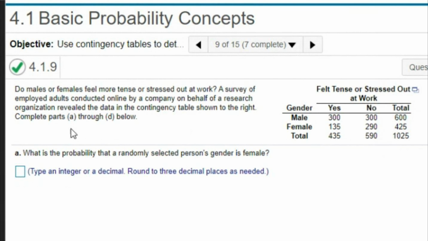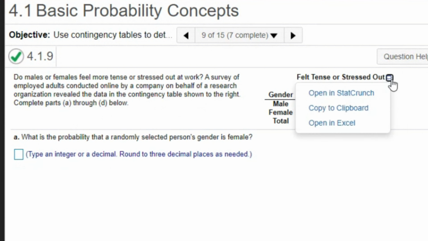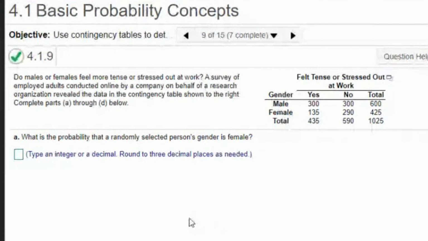A, what is the probability that a randomly selected person's gender is female? Okay, so we can open this table up in Excel or do it by hand. Since this is a really simple table, I'm just going to do it by hand, but feel free to open it in Excel and use that instead of a calculator.